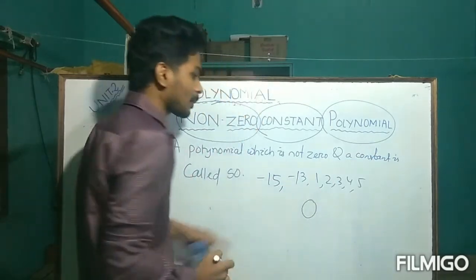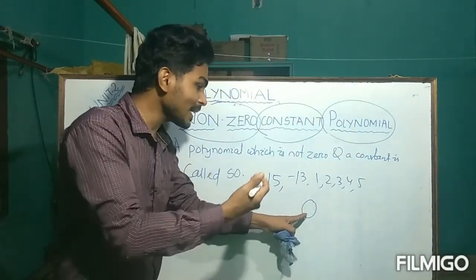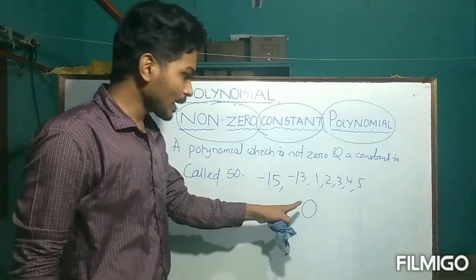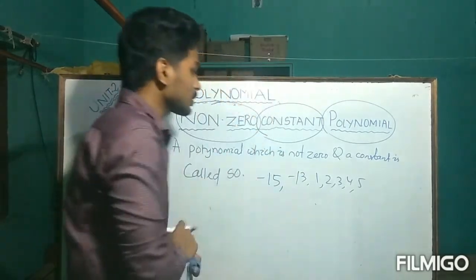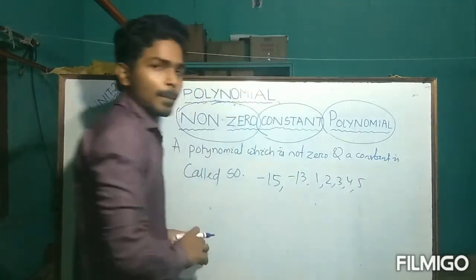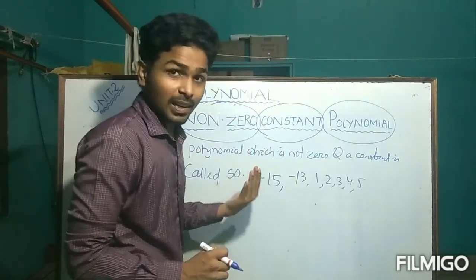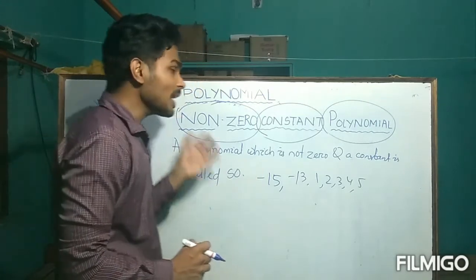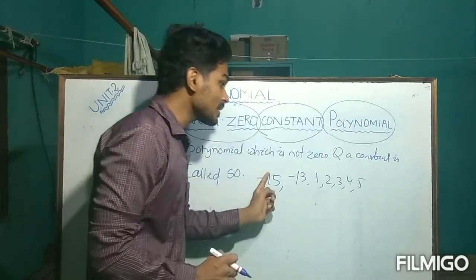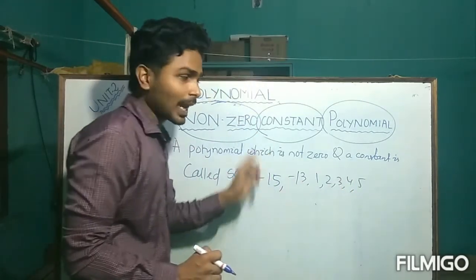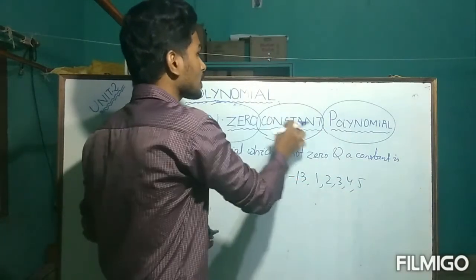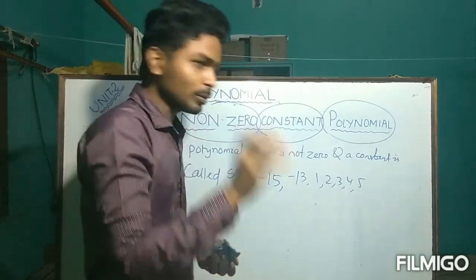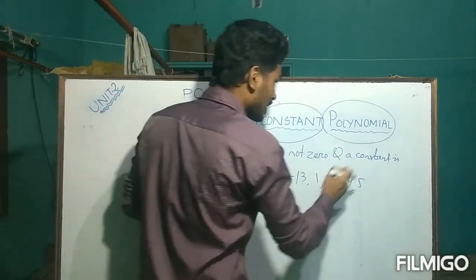Though 0 is a constant, we have to take a non-zero number. So we shouldn't take 0. So these are the constant terms. So what is a non-zero constant polynomial? A polynomial which is not 0, and a constant, is known as a non-zero constant polynomial. Understood? These are known as non-zero constant polynomials.